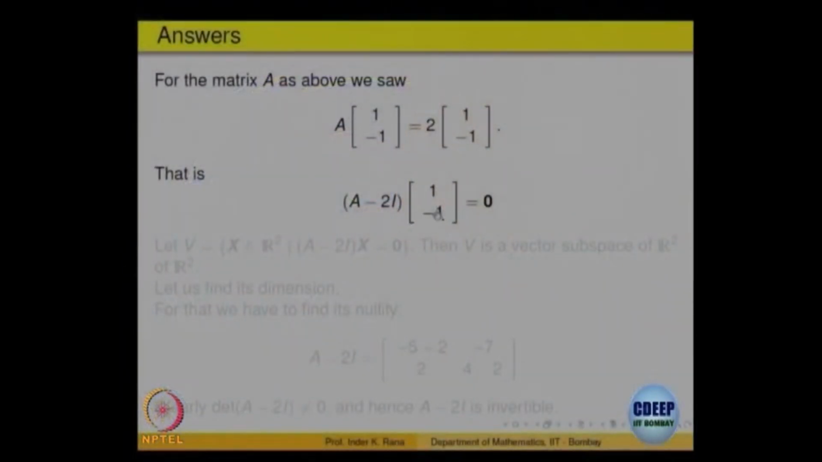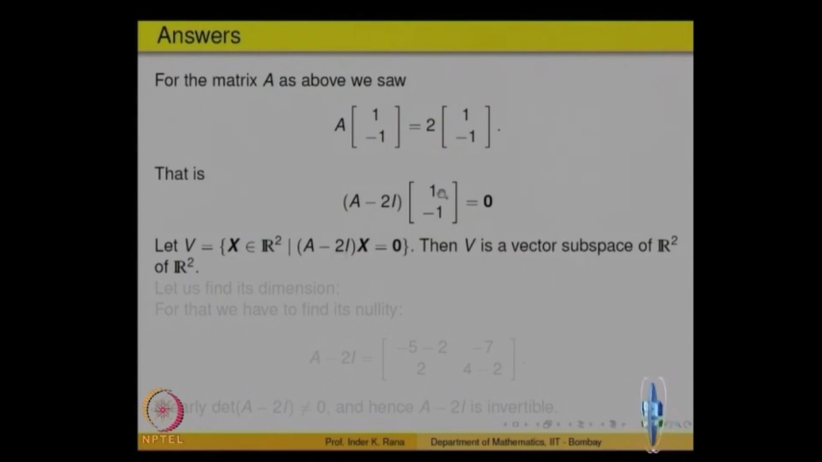So what this is saying is that 1, minus 1 is a vector which lies in the null space of A minus 2I. Let us call the null space of A minus 2I a set V. So V is all vectors which are killed by A minus 2I. I have got one element in it: 1, minus 1 is in this. Is that okay?